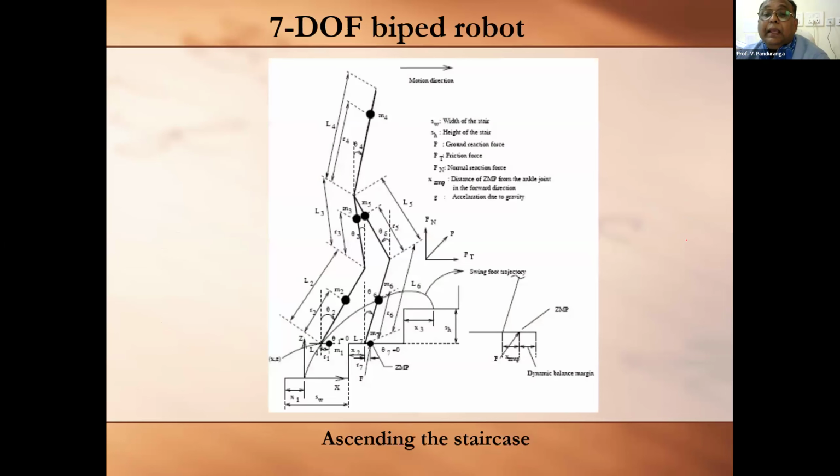If you see, this is the stick diagram of the biped robot walking or moving on a staircase.